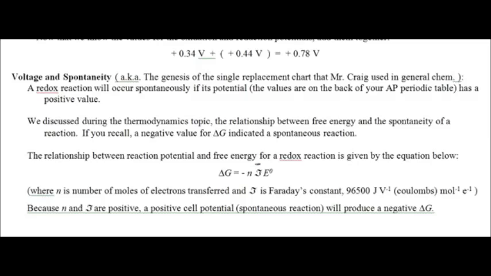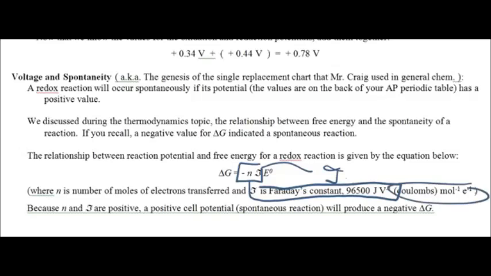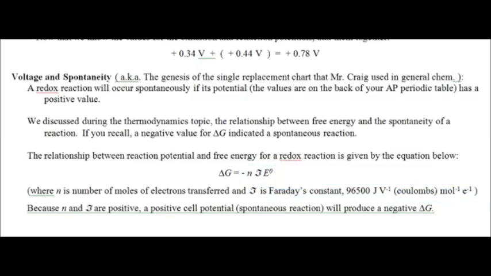Now, what are these other two values here? The n and the little funny looking F here. That's actually the symbol for Faraday's constant. And Faraday's constant is on your equation sheet. It's equal to 96,500 joules per volt, and that actually is equal to a coulomb per mole of electrons. We'll use that equation in the next set of examples when we do the math.